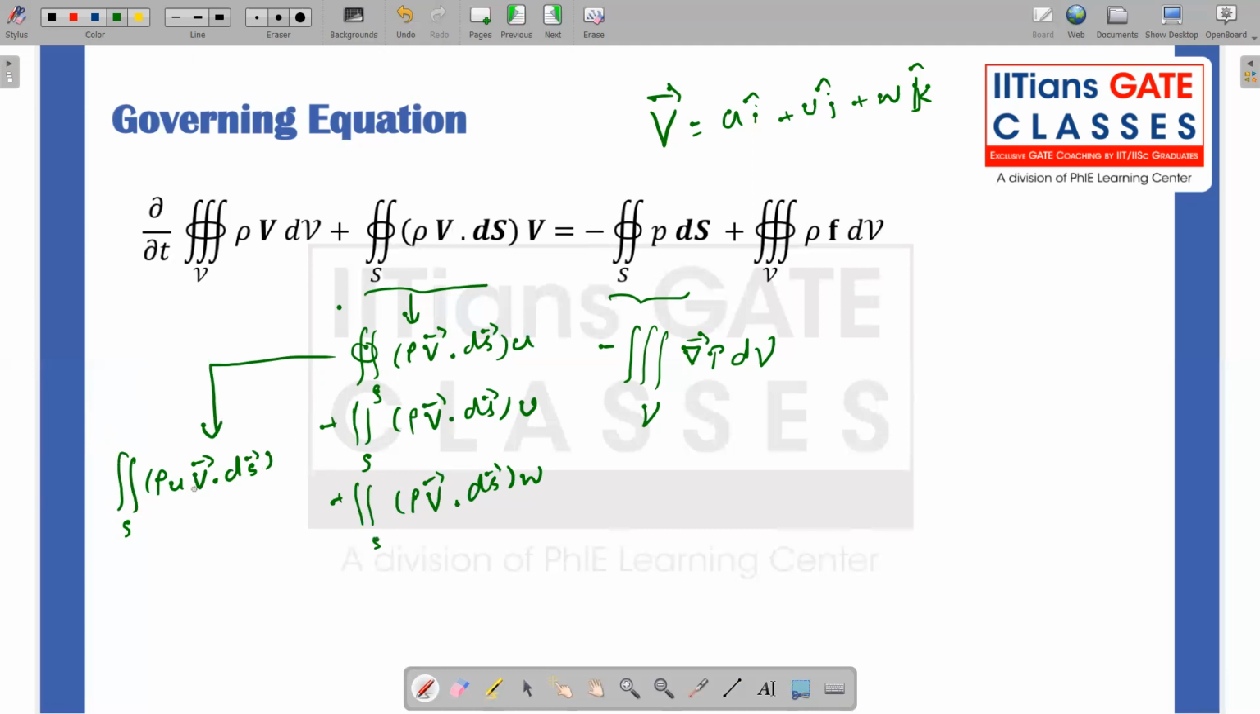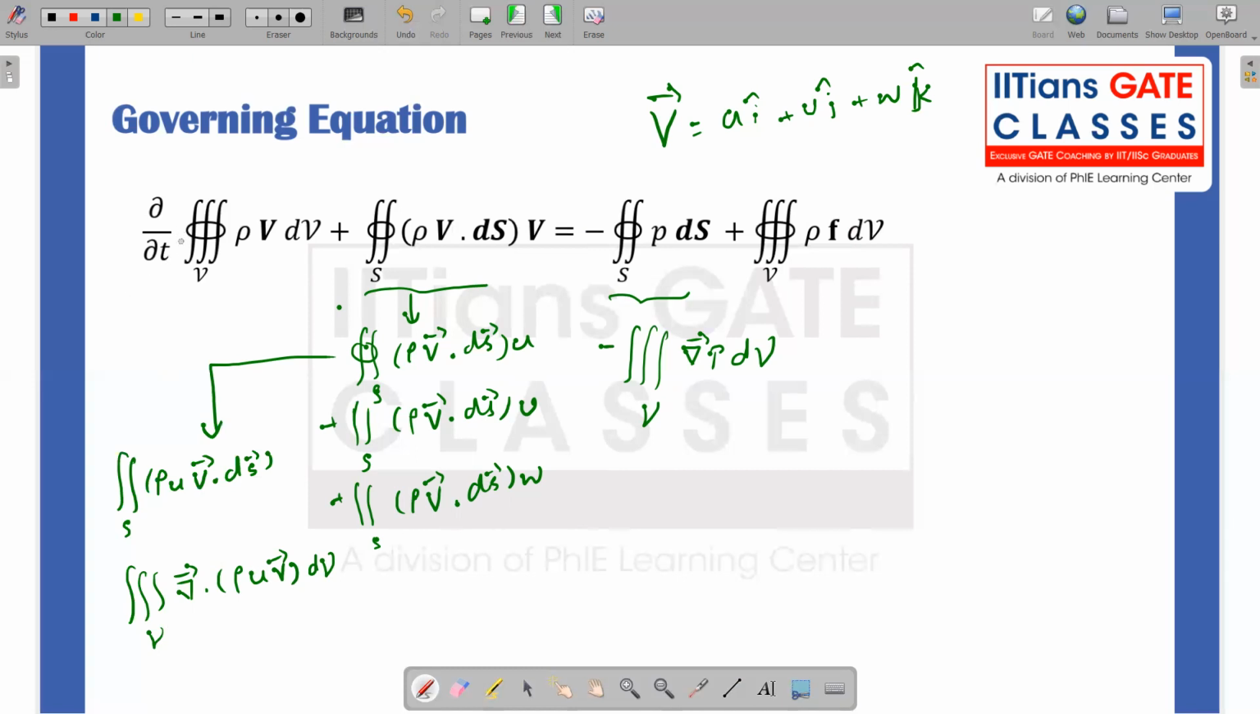For this one, I can apply the Gauss divergence theorem because this is now straightforward. If I apply the Gauss divergence theorem to this term, it becomes the volume integral of the divergence of rho u v times dV. Similarly, I can apply the Gauss divergence theorem to the second component and the third component of the vector.